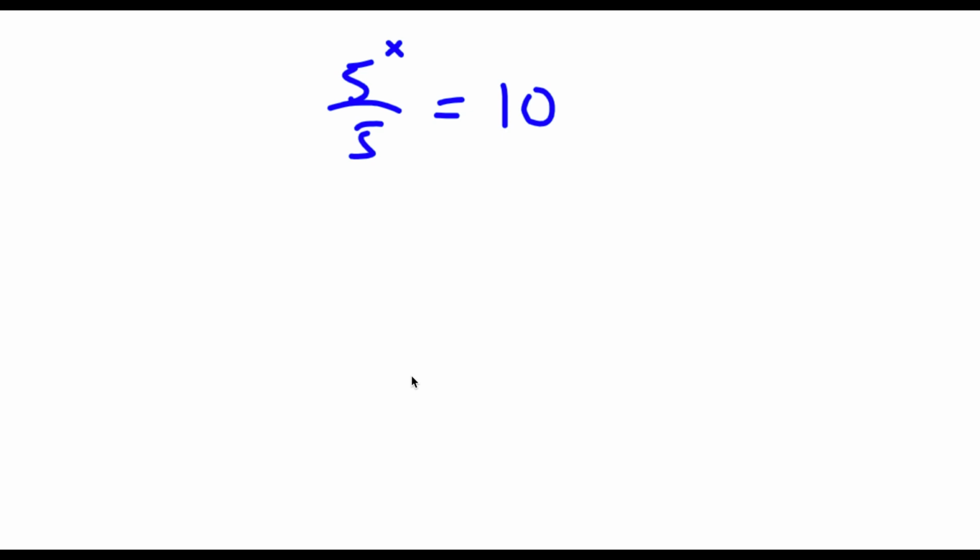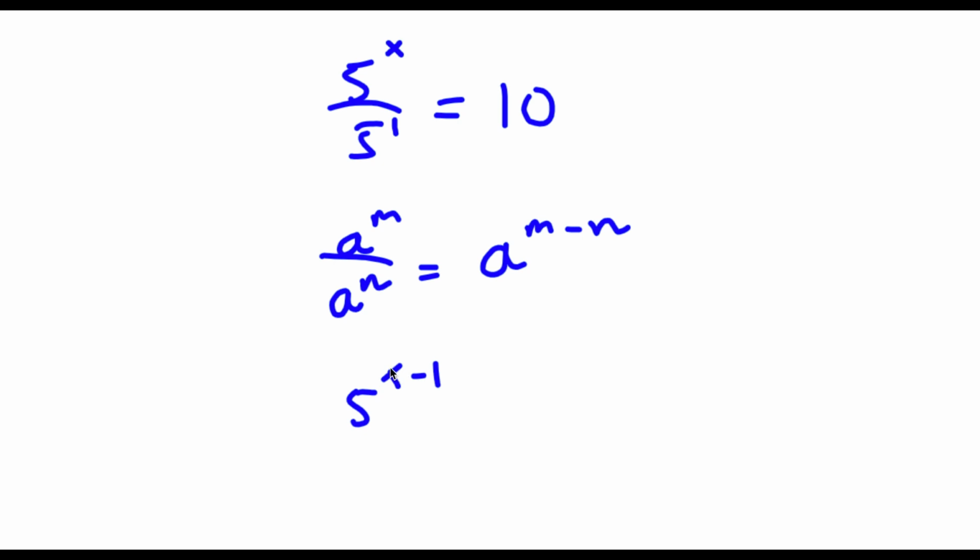Now, if I have something in the form a to the power of m over a to the power of n, this is the same thing as a to the power of m minus n. So for 5 to the power of x over 5, well 5 is the same thing as 5 to the power of 1. So 5 to the power of x over 5 to the power of 1 is going to equal 5 to the power of x minus 1, which is equal to 10.